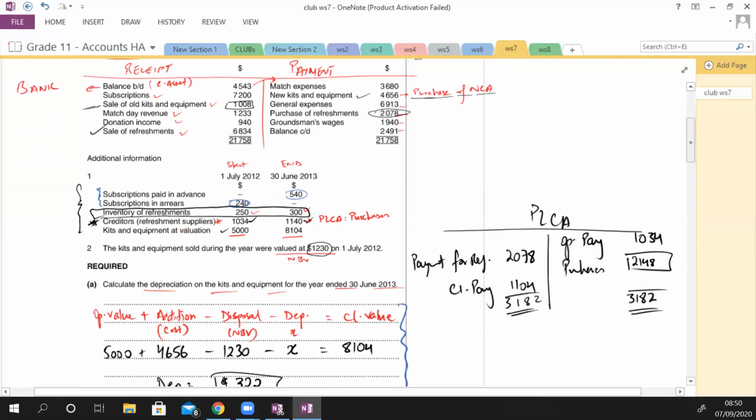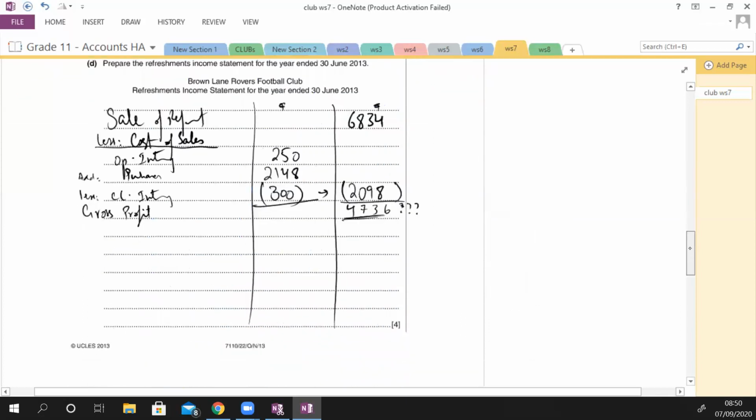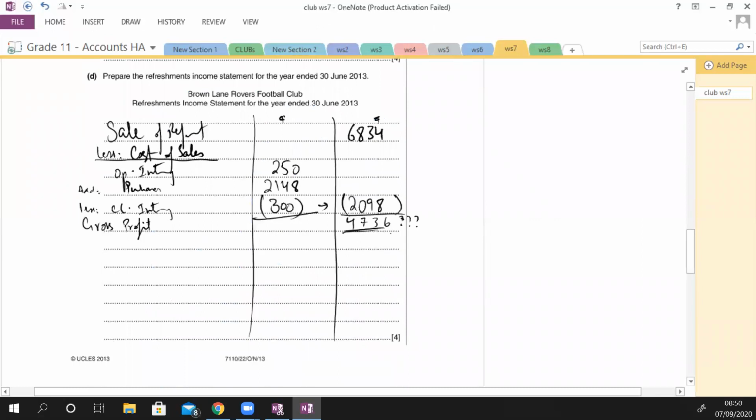After this, we see whether any expense relates to refreshment on the payment side, such as refreshment wages, refreshment maintenance, refreshment salaries. But here there are match expenses, general expenses, ground rent, wages, and no particular expense that relates to refreshment, so that is it. Its 4 marks are also given.